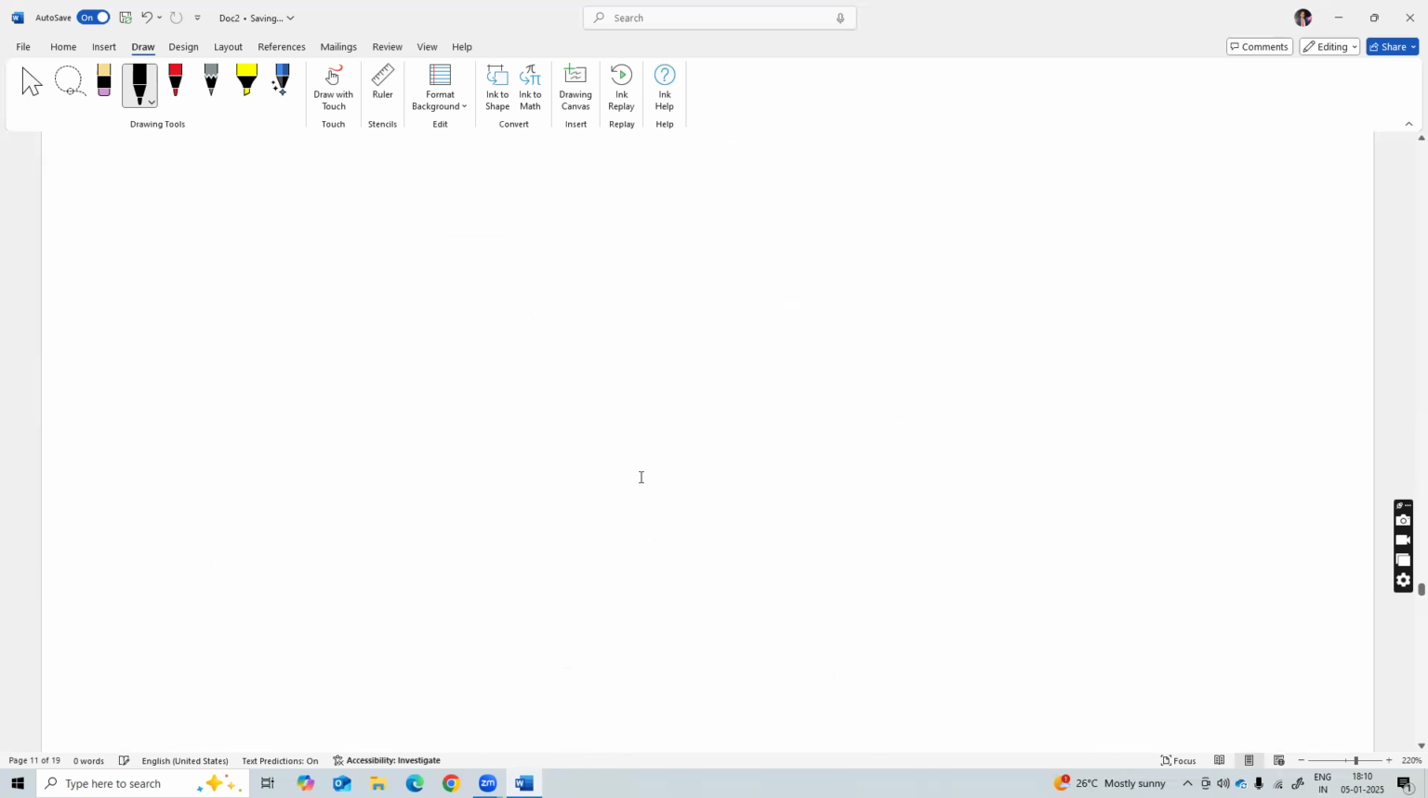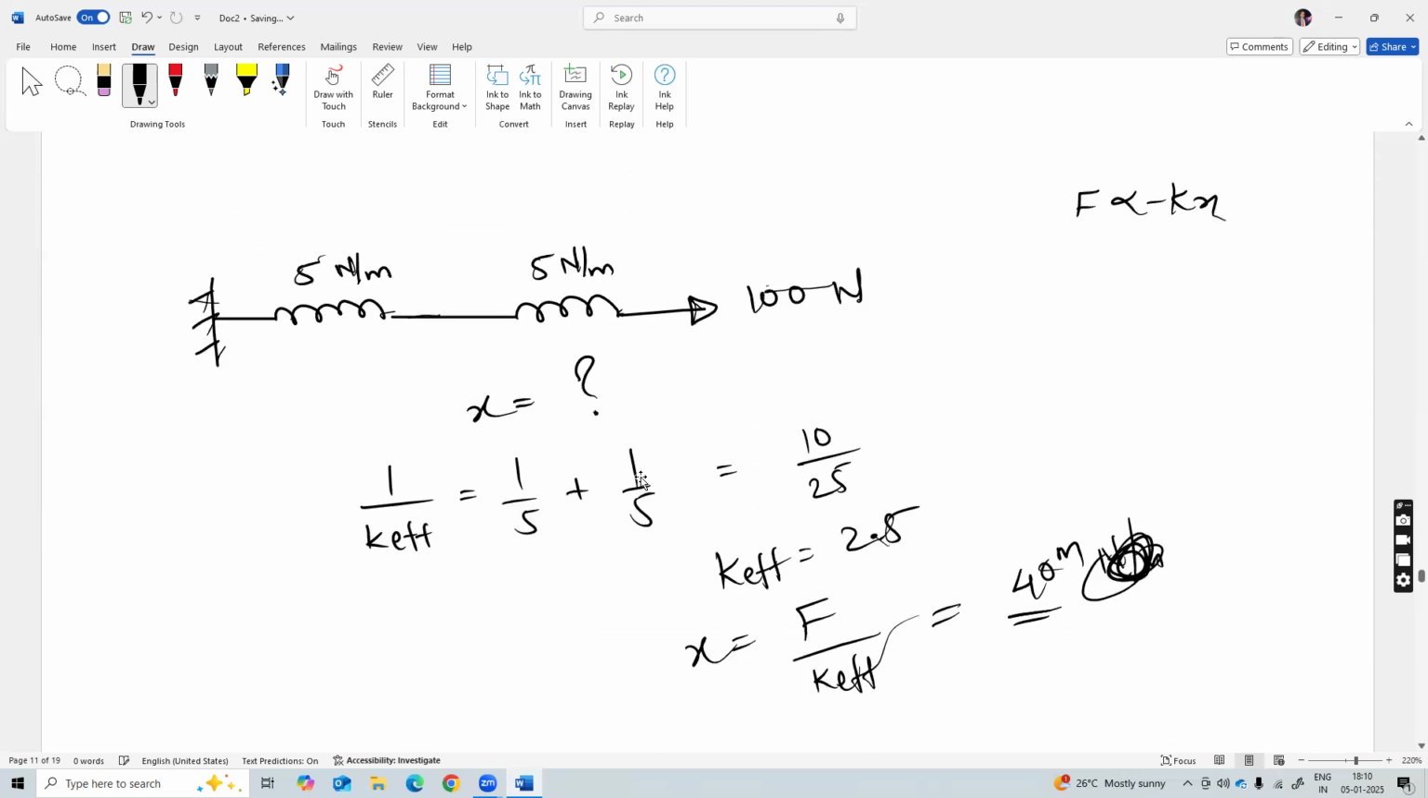Okay, sir. In most of the questions you will find they won't consider this sign, but if they do consider the sign, then you read it properly, like whether they have given force applied or restoring force, and then you decide the sign of the change in length or x.